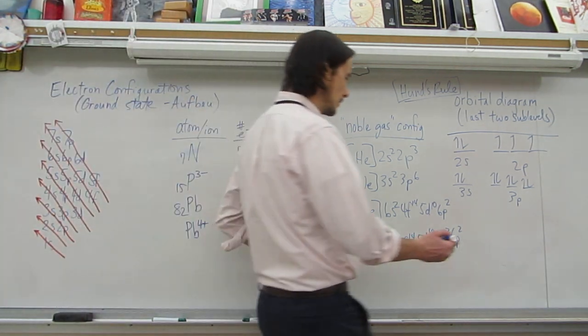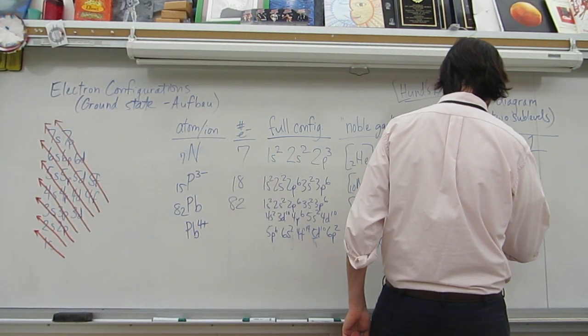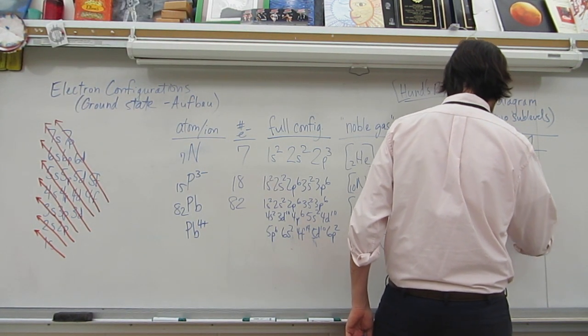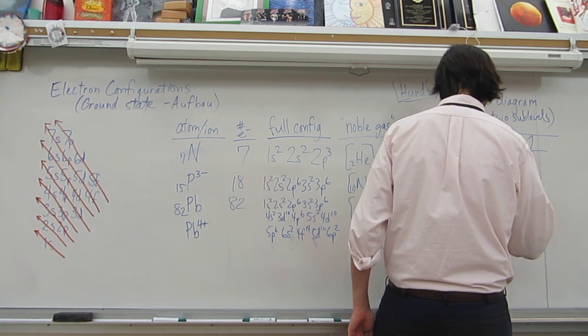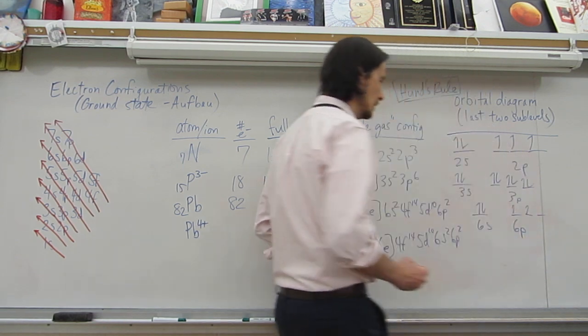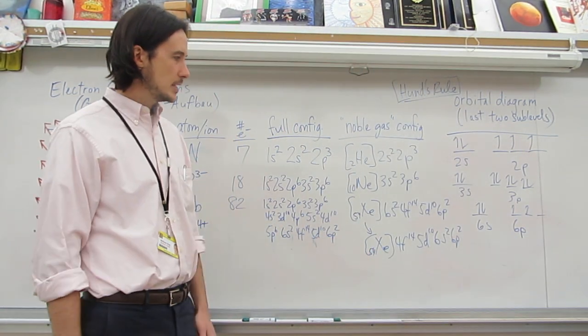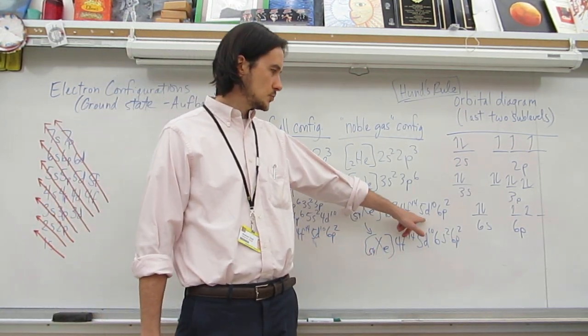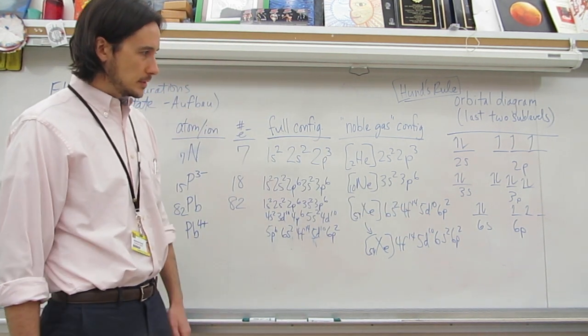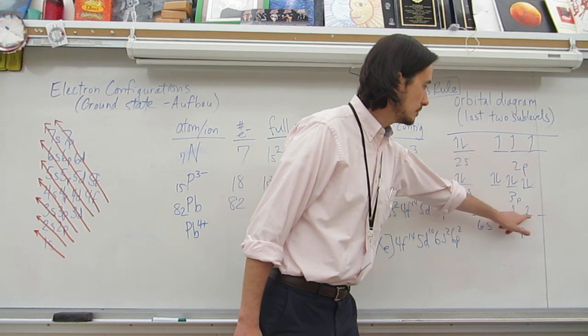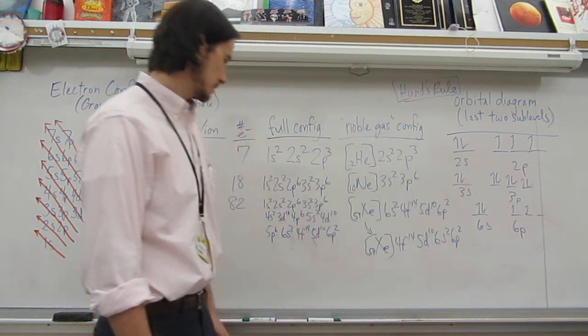We'll do orbital diagram. Again, we got 6s and 6p. If I asked you to draw this and you drew 5d and 6p, that'd be fine. But there we have. Make sure you have them unpaired in 6p.